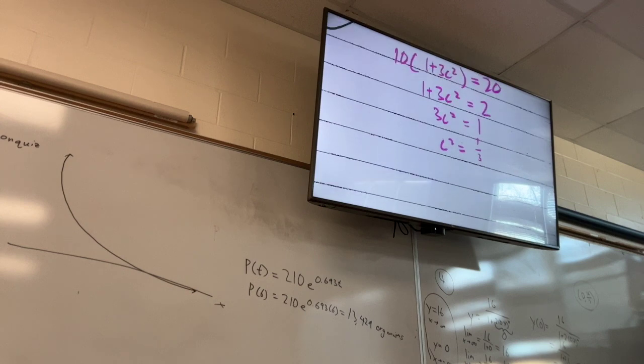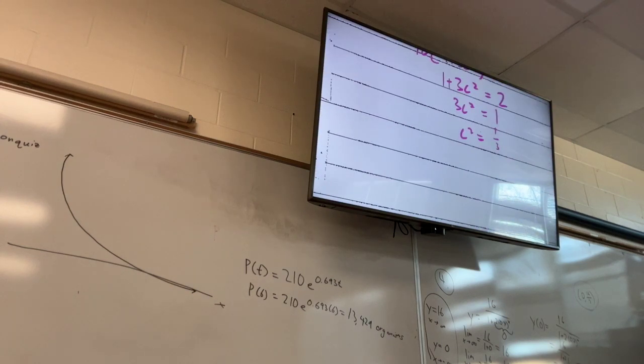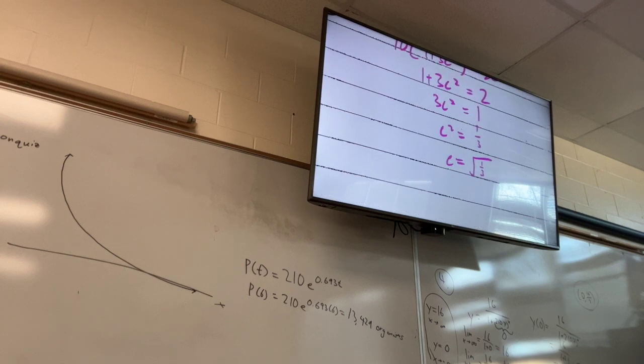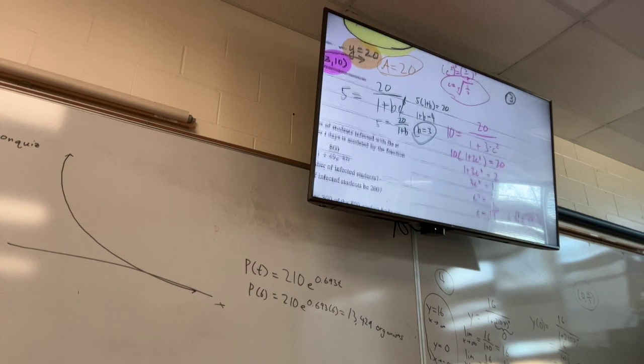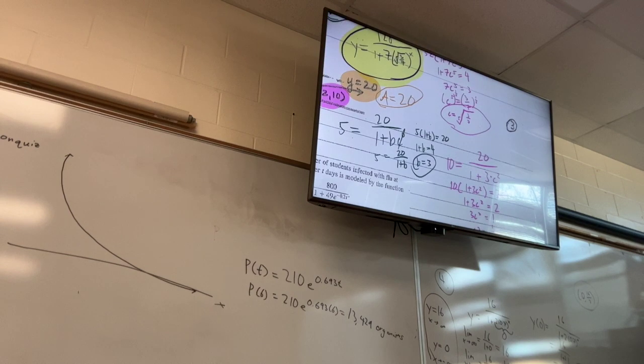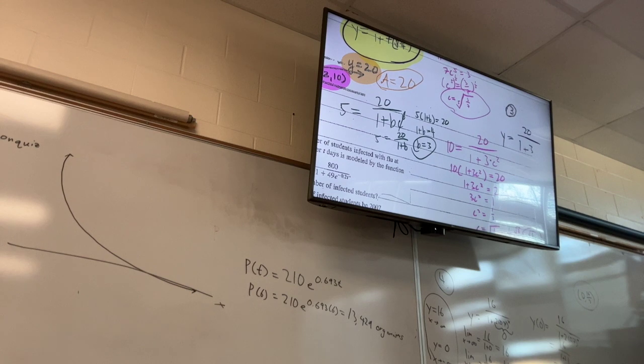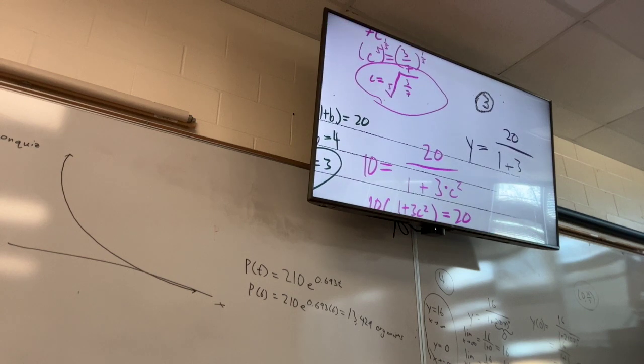So then C equals the square root of 1/3. It's the positive square root of 1/3. Which, when we rationalize our denominators, becomes root 3 over 3. Okay, so that's our C. Plugging everything in, now it's just plugging everything into standard form. You get y equals 20 over 1 plus 3 times (root 3 over 3) to the x.